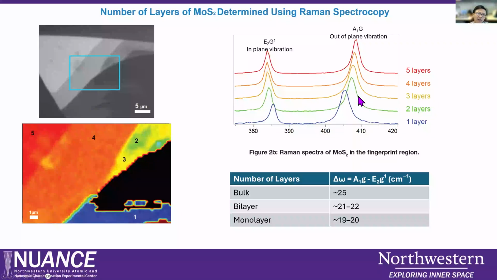For the second layer, third layer, this will make the out-of-plane peak blue shift and the in-plane peak red shift, which makes the gap wider, 21, 22, and if bulk, 25. Based on the gap between the two peaks, we will understand whether it is a single layer, a double layer, or bulk. The same method can also be used for graphene, single graphene layer, double graphene layer.